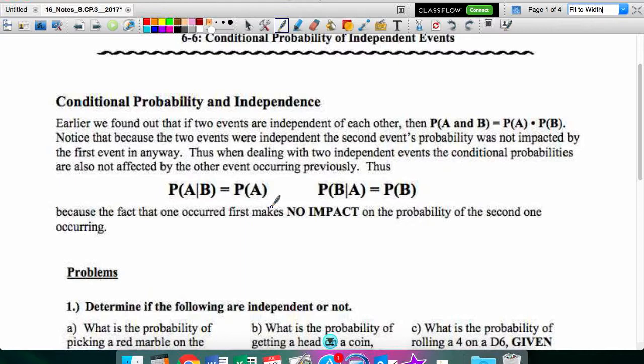So, if you want to find the probability of A, given that B has occurred and they're independent, it makes sense that the probability of A will remain the same and unaffected by the fact that B has occurred, because that is the definition of independence. So, let's take a look at some examples using these two new formulas. Also, when we do these problems, keep in mind that we still have this first equation as well.